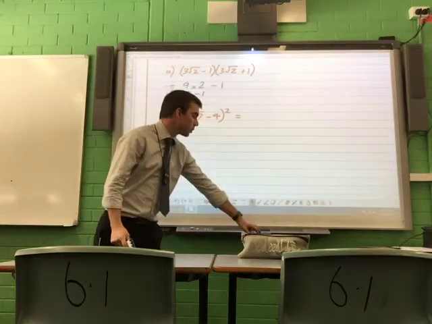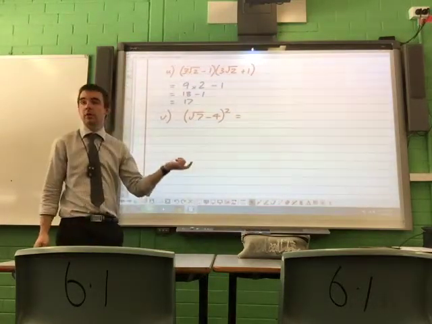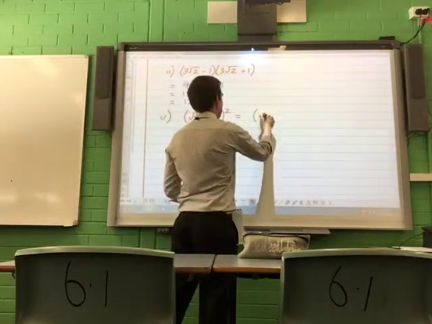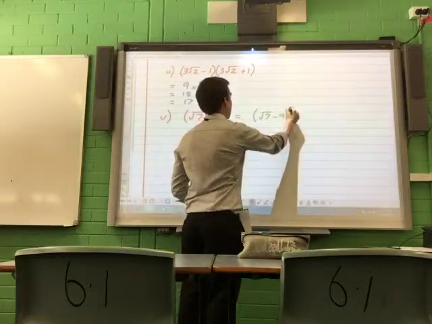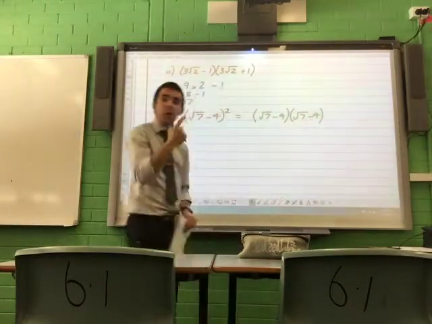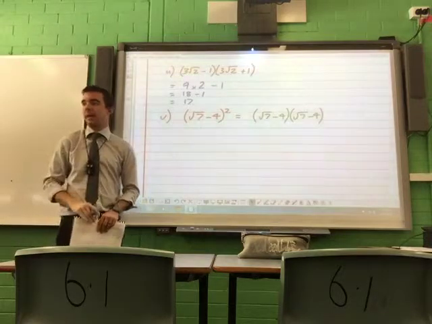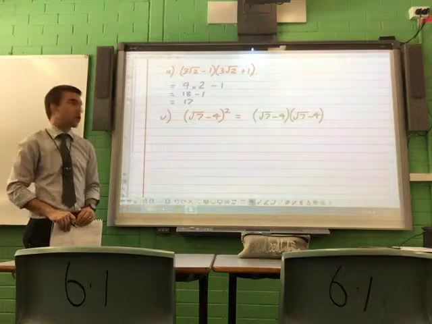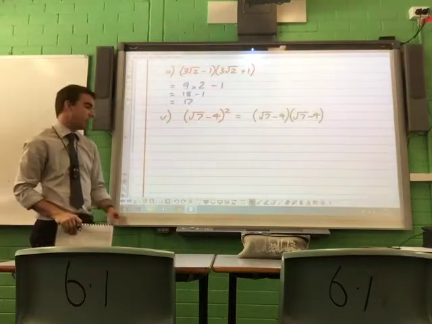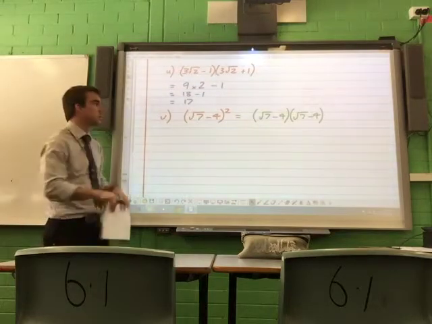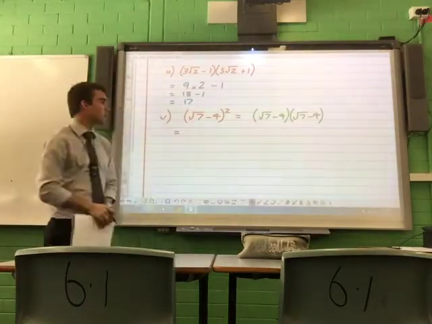Okay, so you've gotten the rule for how to expand a square. We can write it as (root 7 take away 4)(root 7 take away 4), and you can use your FOIL and expand there. It'll take you a bit longer, but you've got another way you can do it if you don't remember how. Of course, we should know how to expand a perfect square.